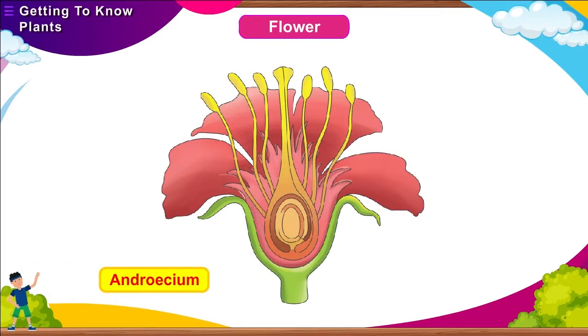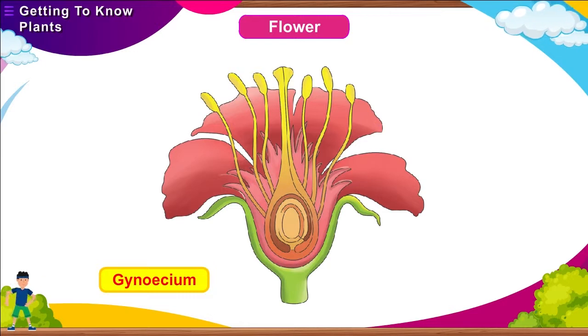Androecium. It is the third whorl from outside. Its unit is stamen. A stamen consists of the anther and filament. Anther is the pollen bag of the flower. It is the male reproductive part of the flower.